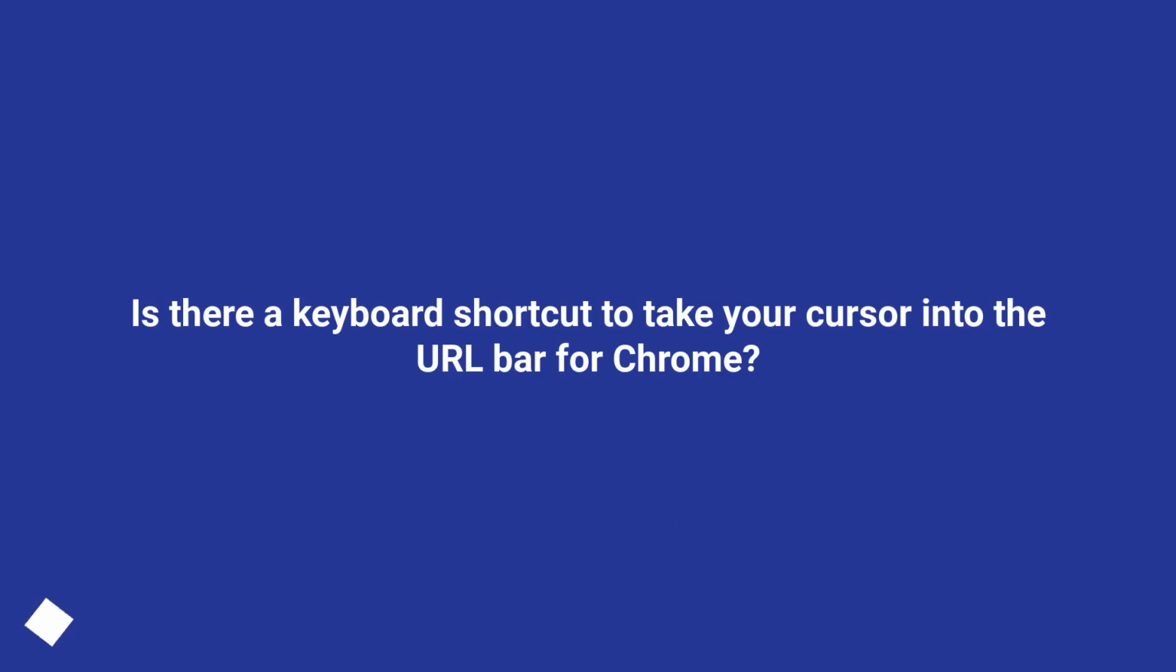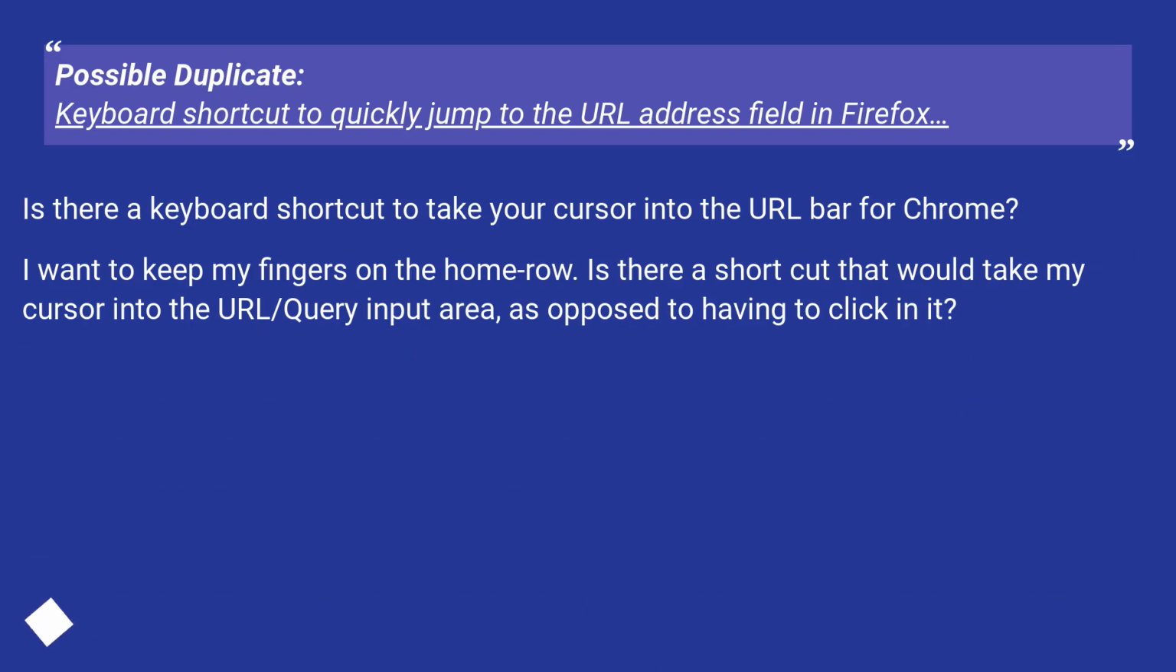Is there a keyboard shortcut to take your cursor into the URL bar for Chrome? Possible duplicate: keyboard shortcut to quickly jump to the URL address field in Firefox. Is there a keyboard shortcut to take your cursor into the URL bar for Chrome? I want to keep my fingers on the home row. Is there a shortcut that would take my cursor into the URL/query input area, as opposed to having to click in it?